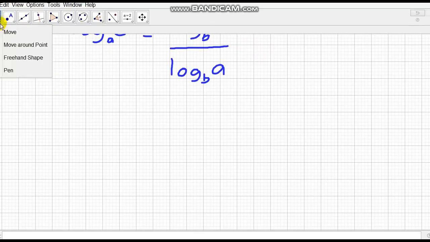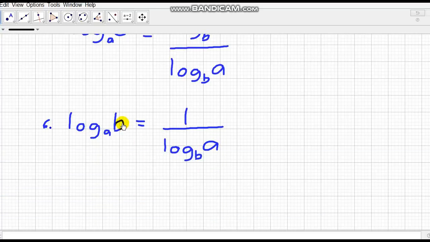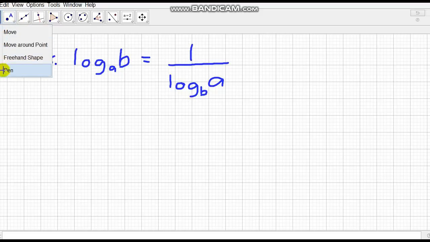Now, the sixth property is the logarithm of b to the base a is equal to 1 over the logarithm of a to the base b. If the argument and the base have been flipped, then it's equal to 1 over the logarithm of b to the base a. So they're reciprocals of one another whenever you flip the argument and the base.